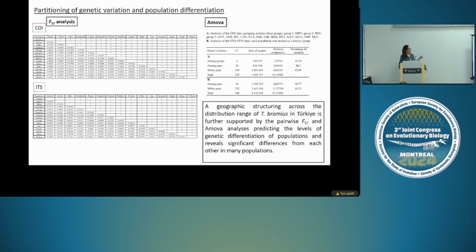I did FST and AMOVA analysis for population differentiation. Geographic structure across the distribution range of the Tabanus bromeus in Turkey is further supported by the pairwise FST and AMOVA analysis, which predicted the levels of genetic differentiation of populations and reveals significant differences between many populations.